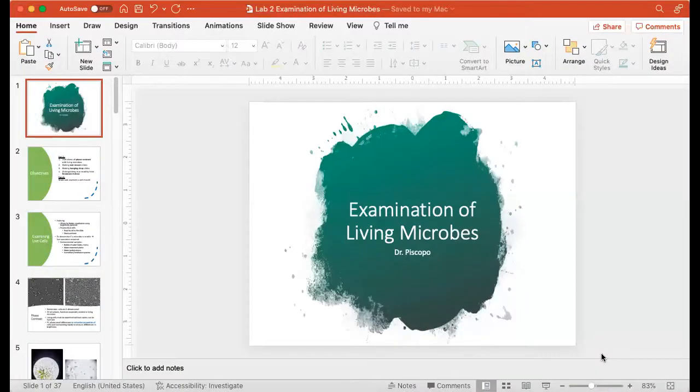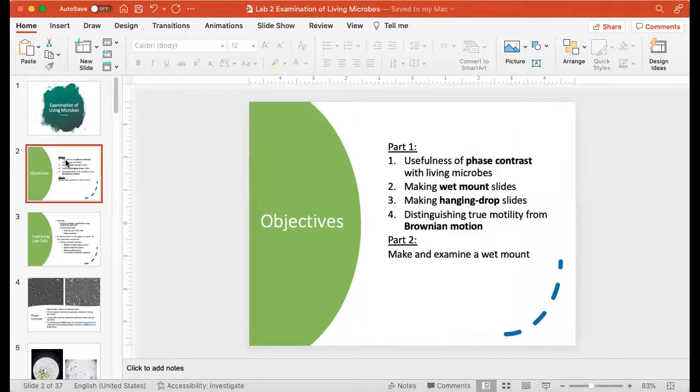All right. So today we're looking at living microbes. We have 2 objectives today. Number 1, we're gonna begin by talking about one of the functions in a light microscope called phase contrast. Remember, when we use a light microscope, we can choose what kind of functionality we want. We can choose the bright field microscopy, we can choose dark field, and we can choose phase contrast.